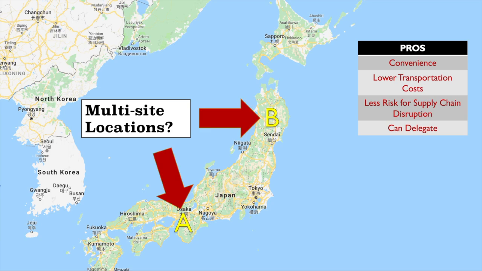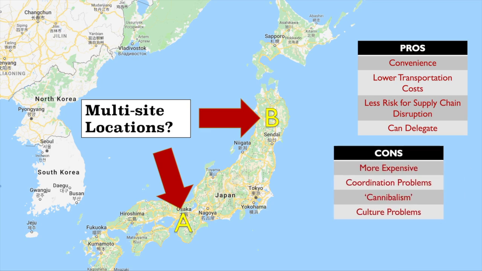However, clearly there are cons. It's more expensive to open 2 factories than it is to open 1, so you have to have the necessary capital for that. There are coordination problems when you have 2. Maybe some people are doing something different and you don't like that, and now you have to coordinate between the 2 the right way to do something. That can lead to culture problems as well.